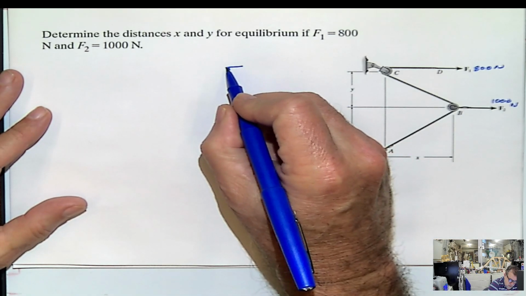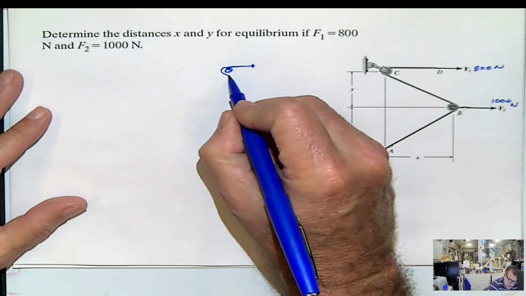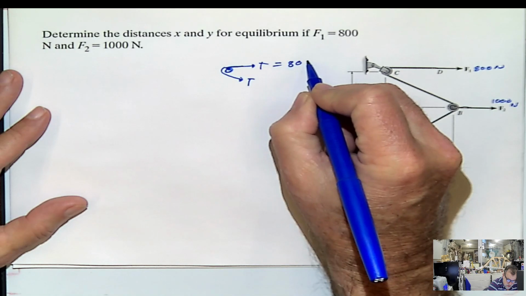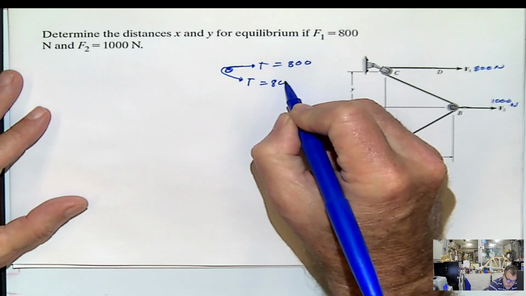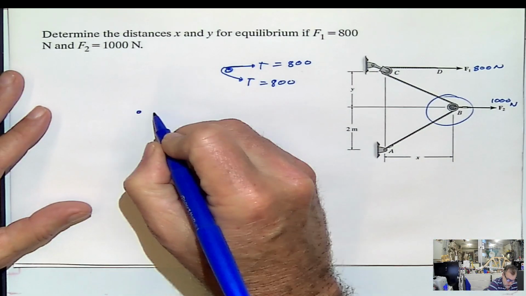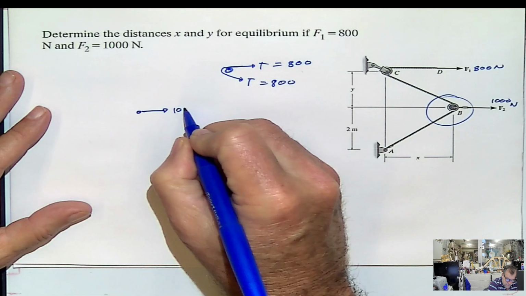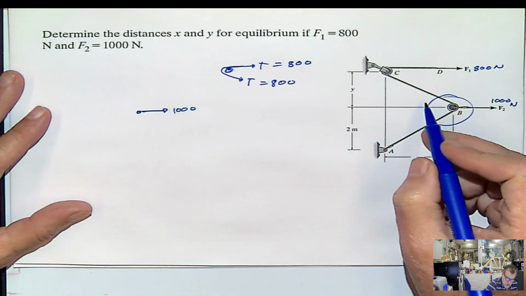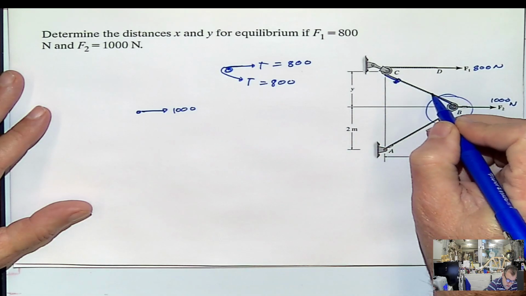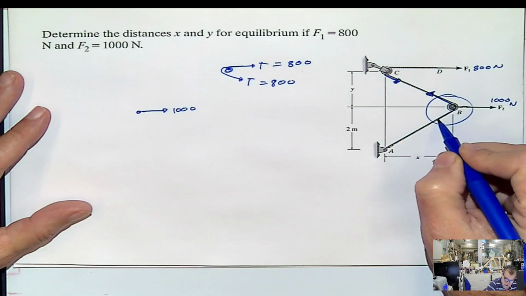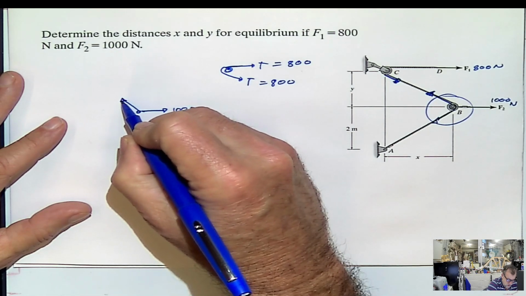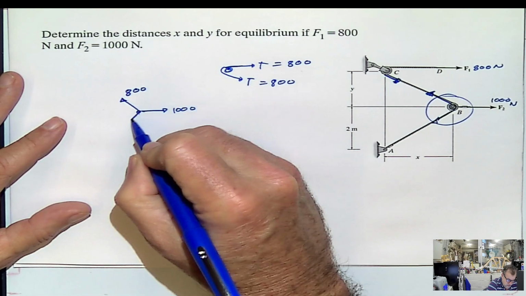So if this is a frictionless pulley, we know that this tension and this tension are going to be the same. That means if this tension is 800, this tension is also going to be 800. Now if we do a free body diagram of that particle over there, we will have 1000 in this direction, and because this force is 800, then this tension here is also 800, and this tension here is 800 as well. So this is going to be 800, and this is going to be 800.